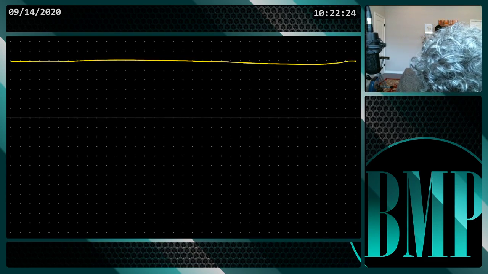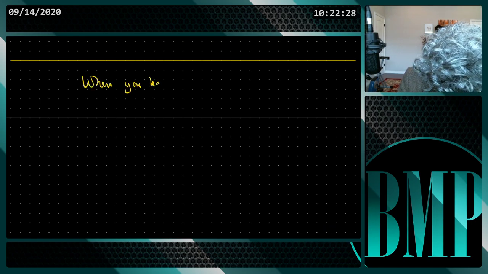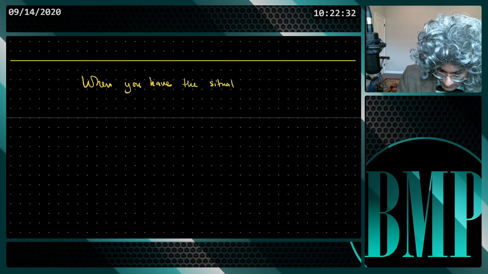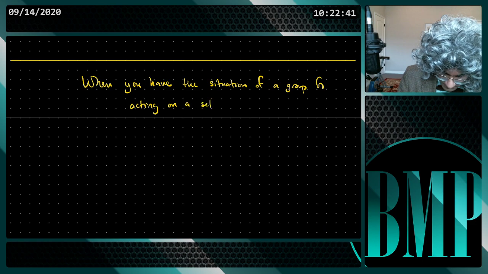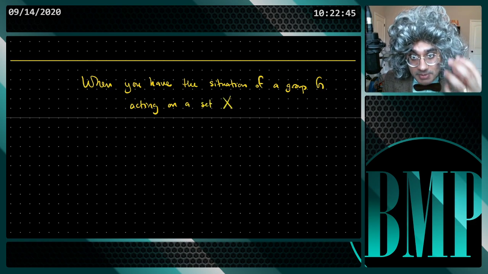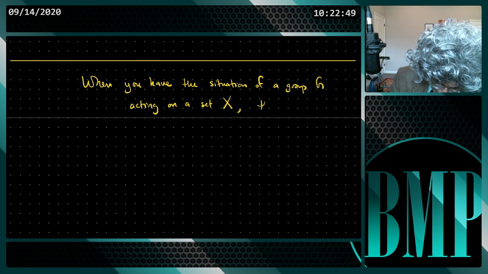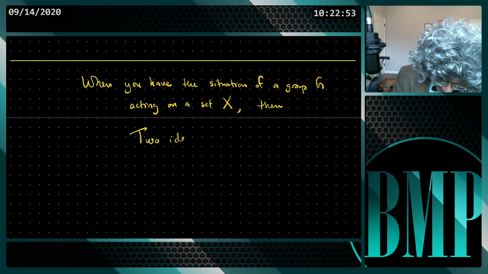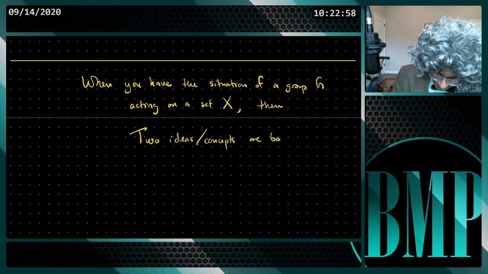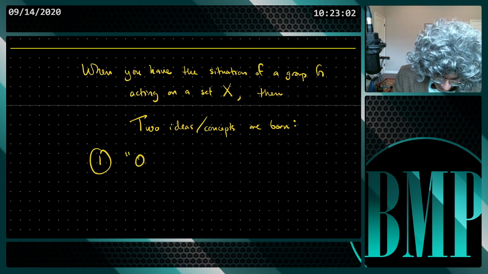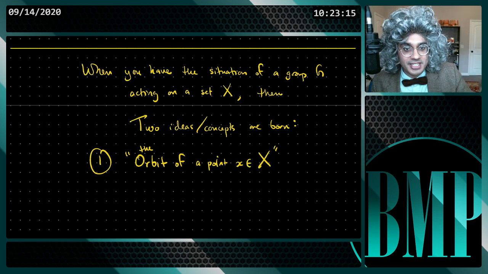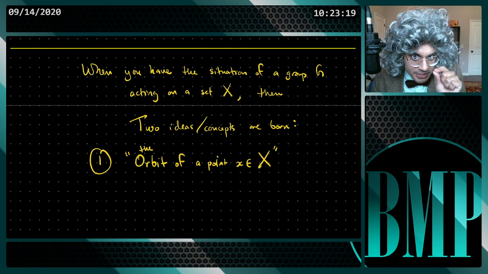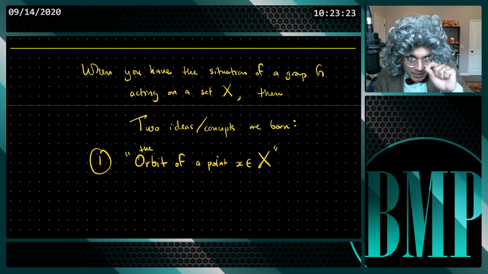Okay, so when you have the situation of a group G acting on a set X in some way, which the person has to specify to you always, then two concepts are born. One will be the idea of an orbit, the orbit of a point in the set. This will be a particular subset of the set X, and it's born when you choose a particular point in the set X. That'll give rise to its orbit.